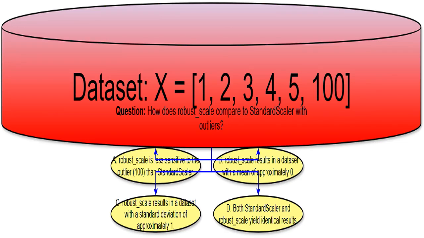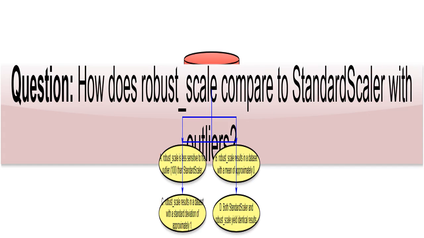This line presents the dataset we'll be working with. Notice that the feature x contains a significant outlier, the value 100. How do you think this outlier might affect our analysis? We'll see how different scaling methods handle it. This sets the stage for our quiz question.